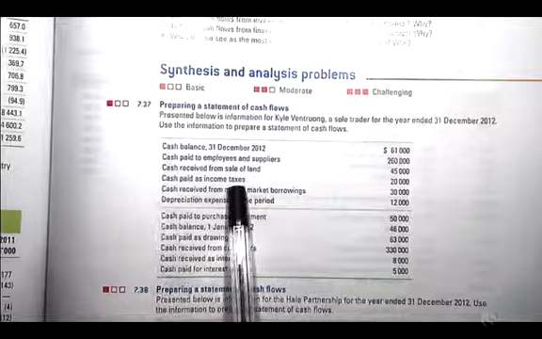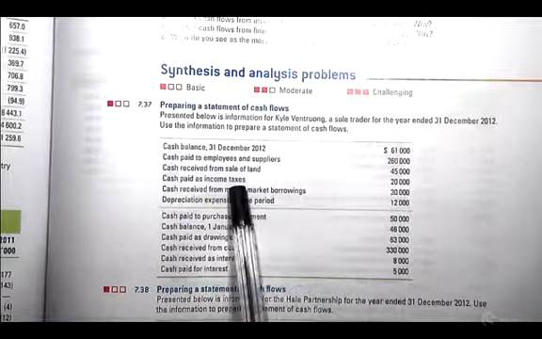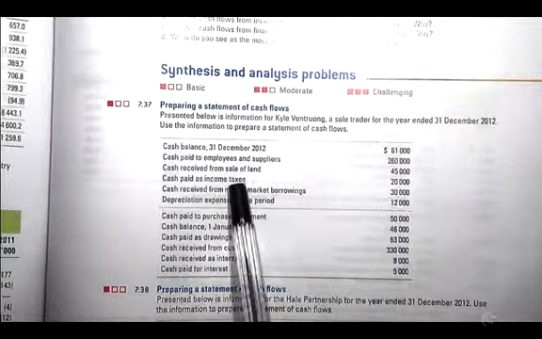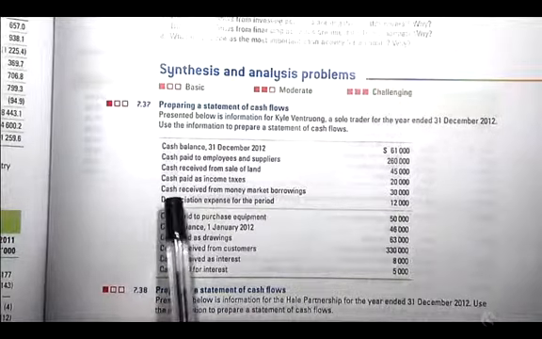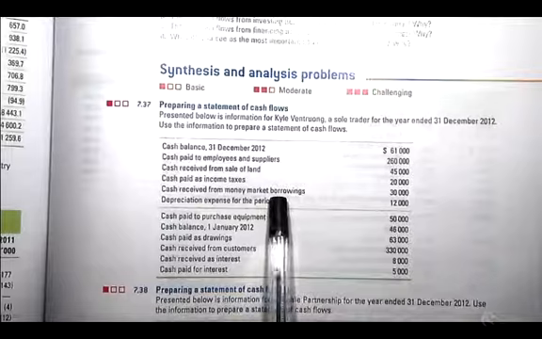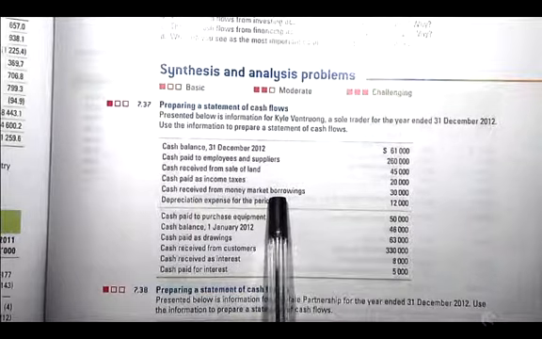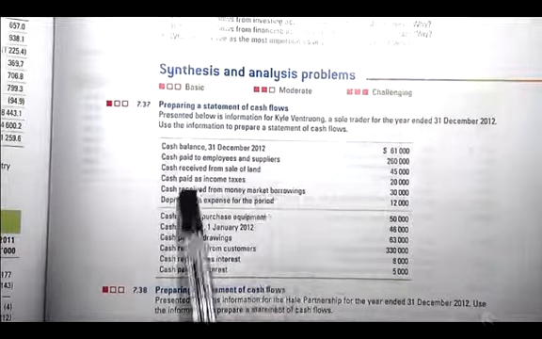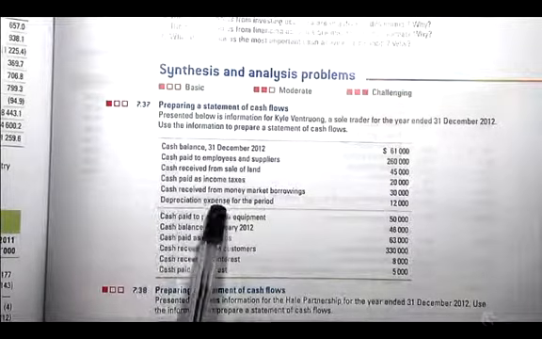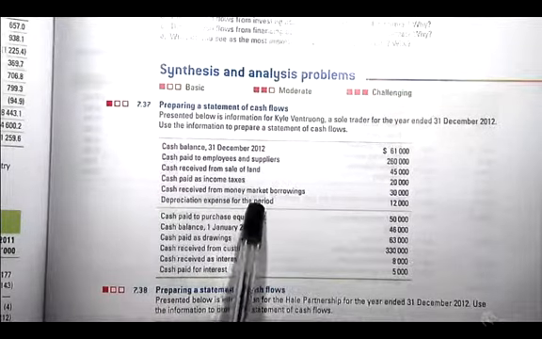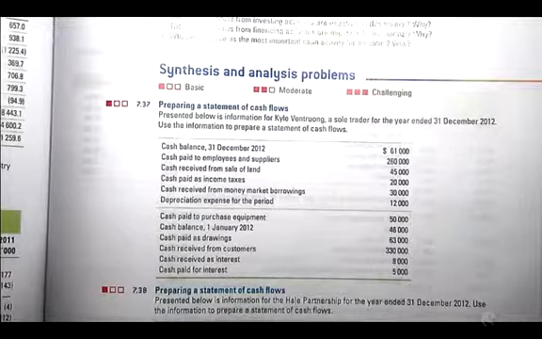Cash paid is income tax. I'm paying my tax, recurring in nature, it has to be paid regularly, and therefore this is a cash outflow under operating activities. Cash received from money market borrowings. I'm borrowing money from the money market. They are financing me, and this is a cash inflow under financing activities. Depreciation expense for the period. Now this is a classic example of an expense that is not paid in the form of cash, and therefore this will not go to the cash flow statement.